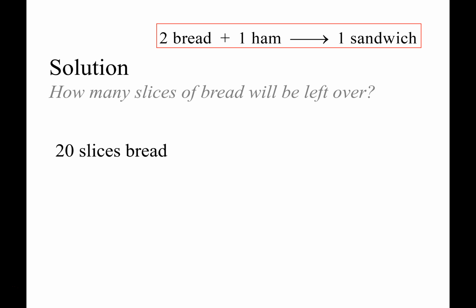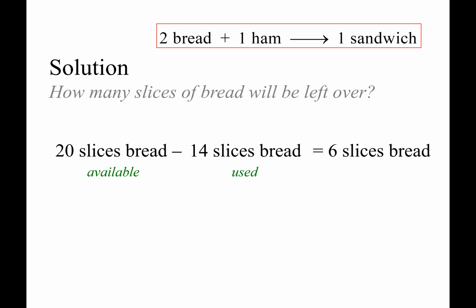How many are left over? We had 20 slices, we're going to use 14, and we're going to have 6 left over. So notice we took the available minus the used from the limiting reactant's stoichiometry and came up with what was remaining.